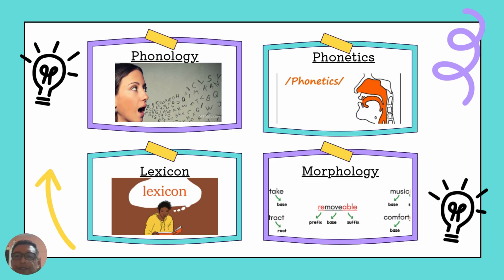The next is morphology. Morphology refers to the branch of linguistics that studies the structure and formation of words, how they are built from smaller units. In this case, for example, removable. Move is a basic word, re is a prefix, and able is a suffix.